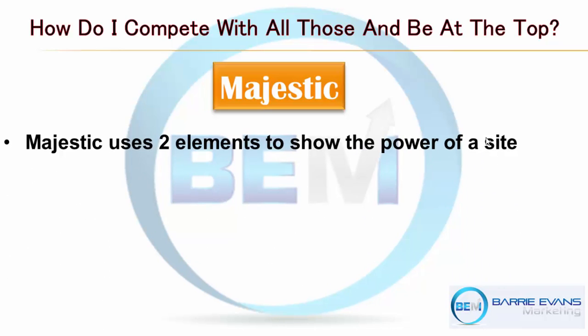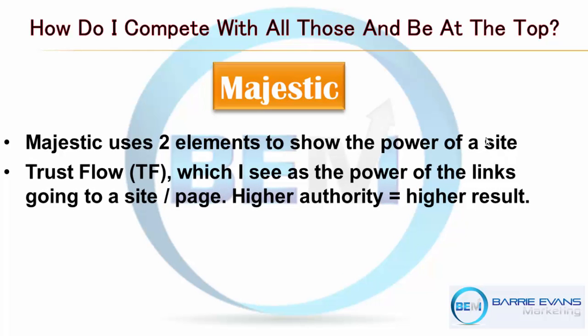Now, Majestic uses two elements to show the power of a site. They use trust flow, TF. This may not be 100% correct, but I see it as the power of the links going to a site or web page. The higher the authority the link comes from, the more of those you get, the higher the trust flow, because you have good authority sites linking to your site. Therefore, Majestic sees it as trust.